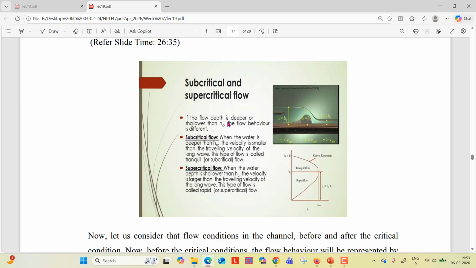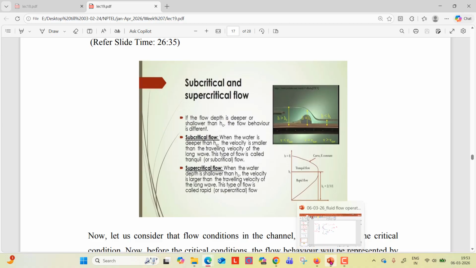If the flow depth is deeper or shallower than HC, then flow behavior is different. So when the water is deeper than the HC, that means water depth H is greater than HC, the velocity is smaller. That is the tranquil part. That means the flow is tranquil, then the velocity is smaller than the traveling velocity of the long wave. This type of flow is called the tranquil flow or subcritical flow.